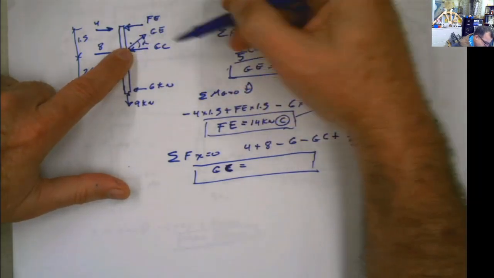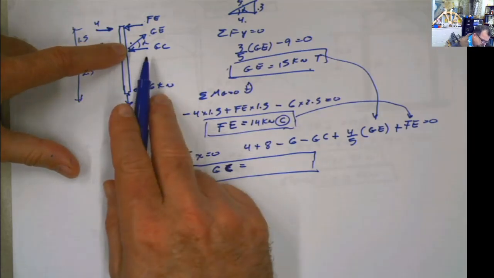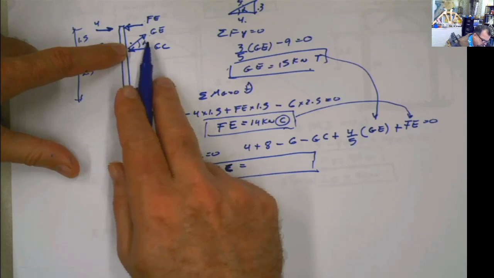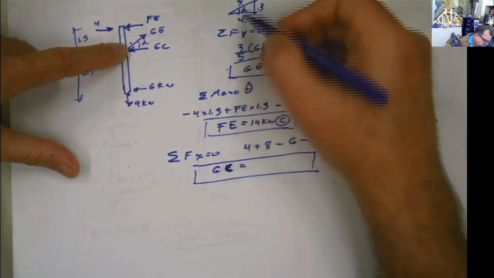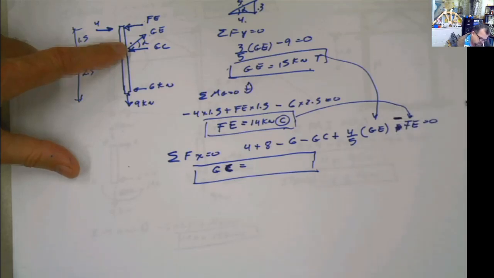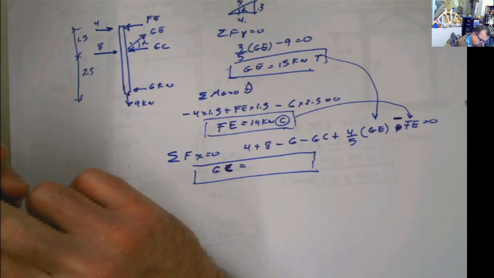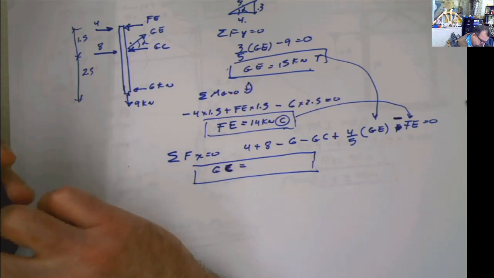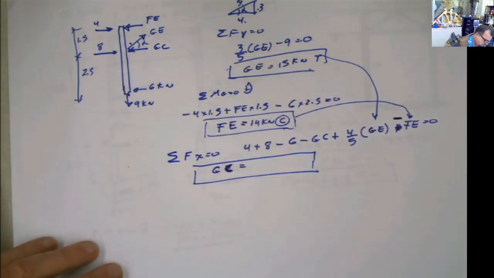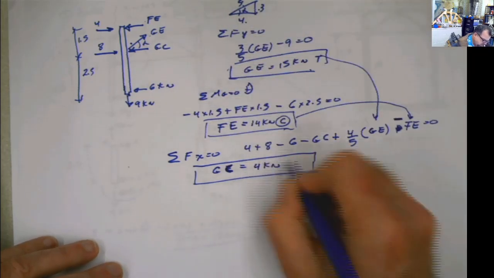It's 4. Yes, correct. Plus 8, correct. Minus 6 is correct. Minus GC, which is the one that I'm looking for, plus GE times 4/5, which is correct, minus FE. Minus FE. So let's try again. 12 minus 6 plus 4/5 times 15 minus 14. That's 4. 4 makes sense. And it's in compression also.